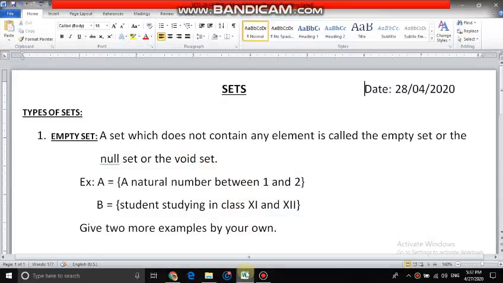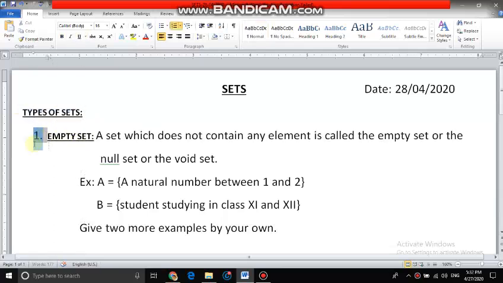So I hope you completed the exercise 1.1 and the examples before the exercise. Today we are going to start another topic, that is types of sets. Okay, so the first one we will go to is the empty set.